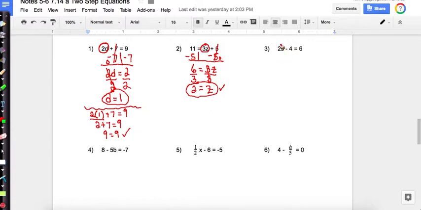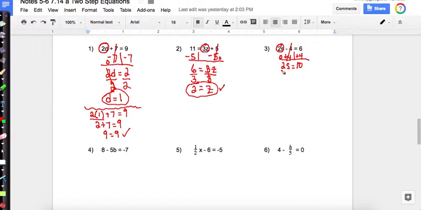Okay, number 3, circle the variable. Draw your t. And we want to get rid of the chips. The opposite of subtracting 4 is adding 4. So we're going to add 4 to both sides. Okay, what happens to the 4s? Good, they cancel and equal 0. Bring down your variables, so 2s. What's 6 plus 4? 10.